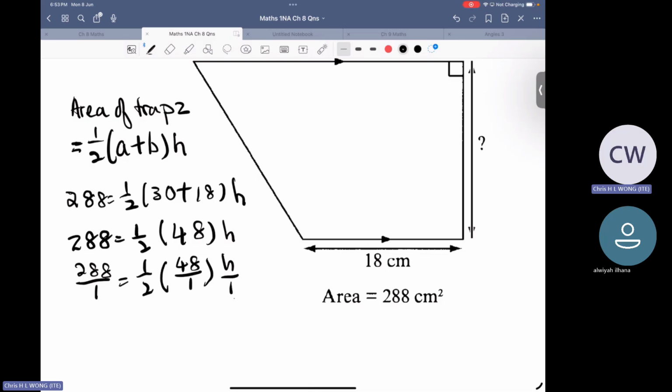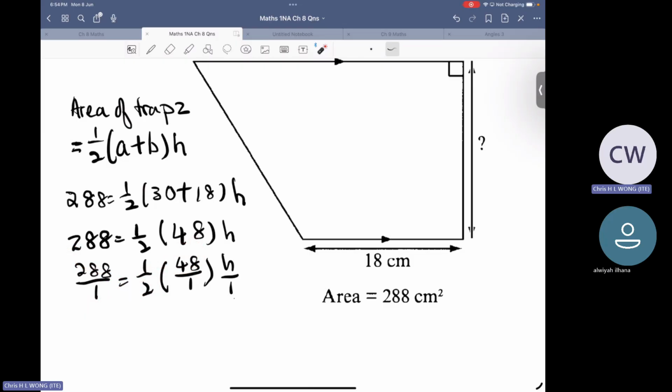It's the same, isn't it? If you don't see anything in the denominator, it means over 1. So what you want is h to be alone. You do cross multiplication across the equal sign. 2 will go over, 48 will come down. That's why we always say cross multiplication, isn't it? What is below, you cross over the equal sign and it becomes on top. 48 on top, cross over the equal sign, becomes below. It's always like that.